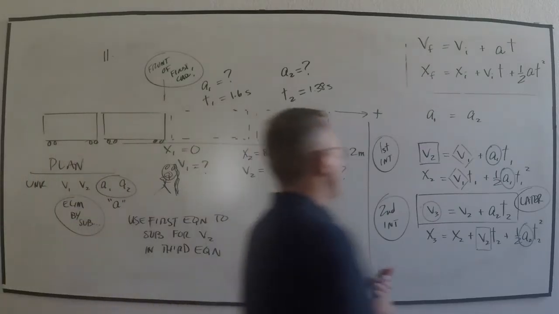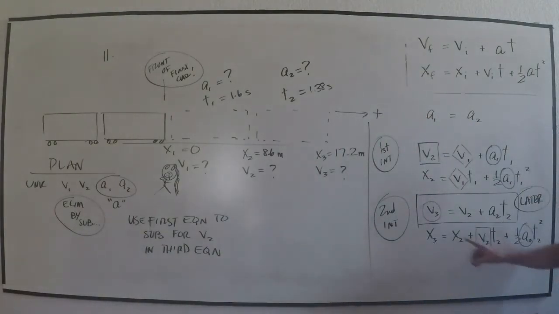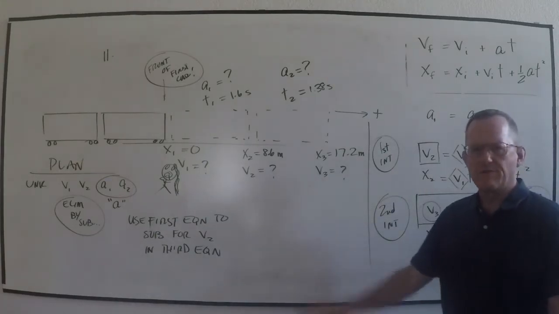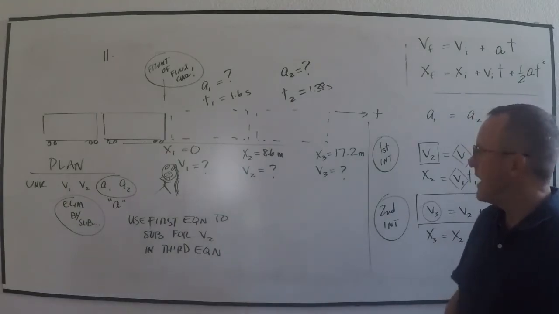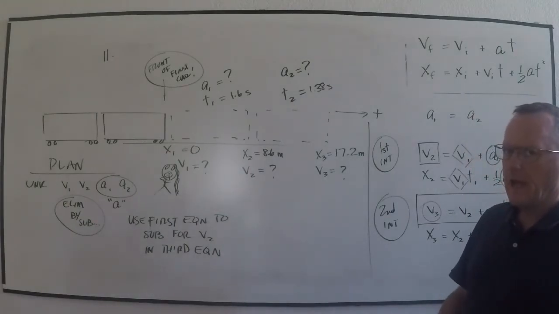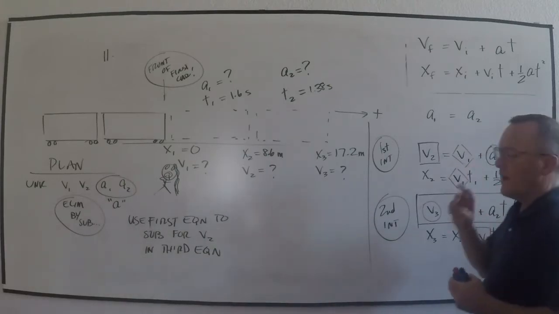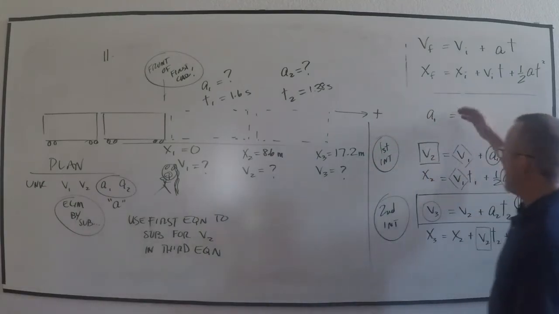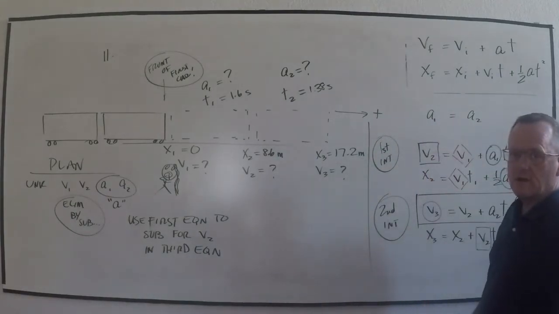What will happen? If you sub this into here, this equation will now have V1 and A. This equation will have V1 and A. And you'll have 2 equations, 2 unknowns. We've already done this a few times. Done. And this is something else I'd like to drive home. We had a lot of problems in the beginning that were 2 equations, 2 unknowns. That's it. Now we've graduated to 5 equations, 5 unknowns.